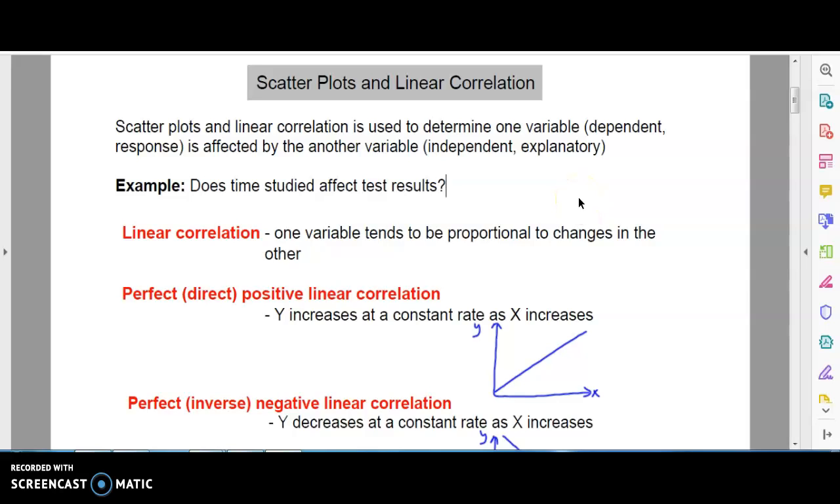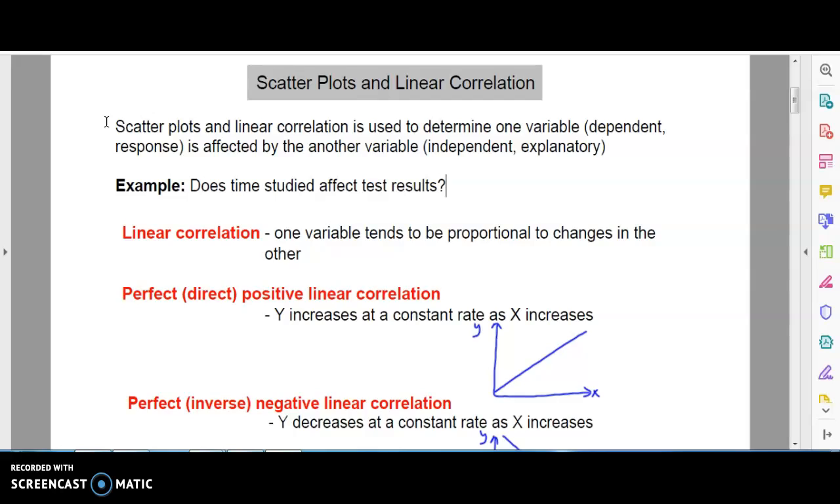All right, so today we'll be moving on to the first lesson of our final unit, which is on two-variable statistics. The first lesson today we'll be looking at scatter plots and linear correlation. Scatter plots and linear correlation are used to determine how one variable is affected by another variable.